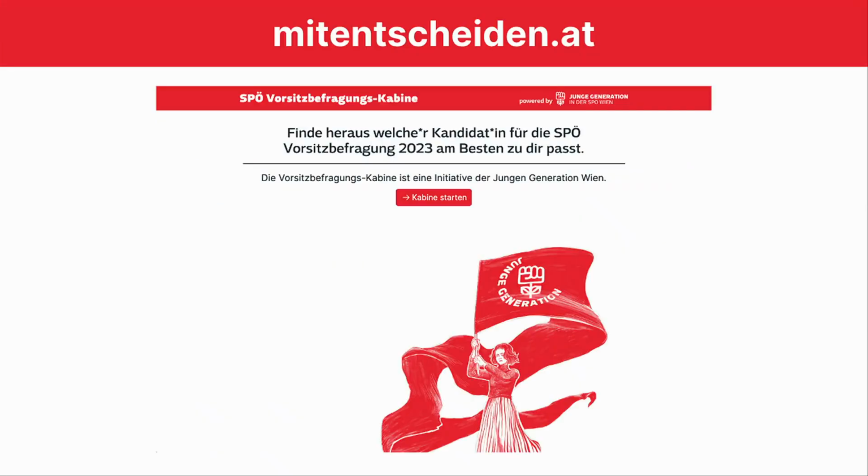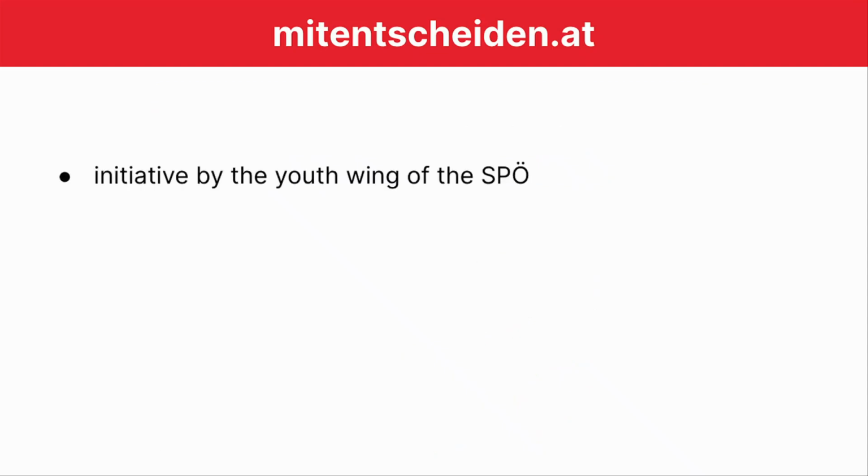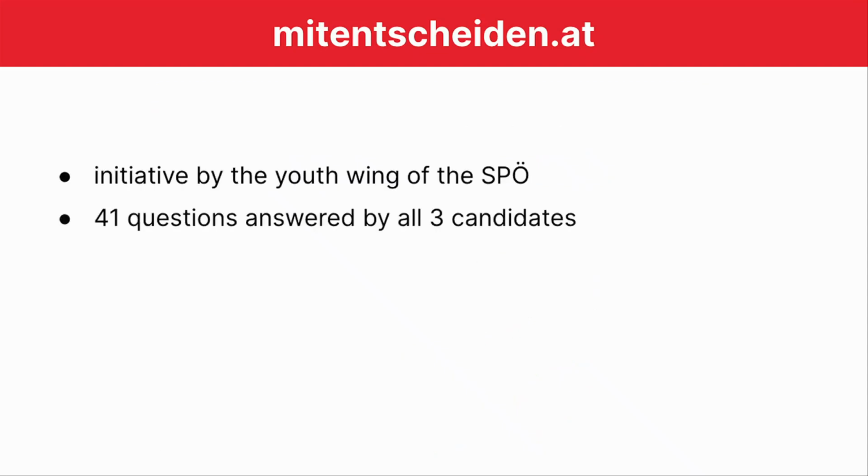And lastly, what I'm going to talk to you about today is a web project I launched around 2 months ago called mitentscheiden.at. Here I got approached by some friends of mine in the Junge SPÖ, who, as you might know, there was an election internally in the SPÖ for the leadership of the party, and there were 3 candidates. And the youth wing of the SPÖ wanted to create an application which allows people to find out which candidate actually is the best for them. So this was an initiative by the youth wing.